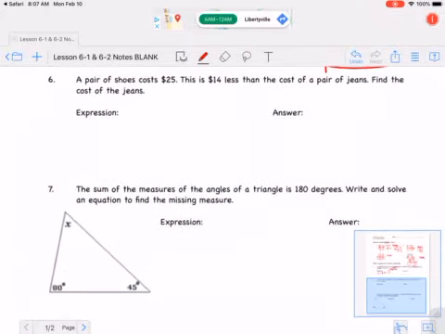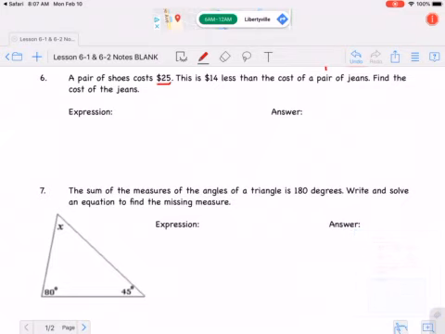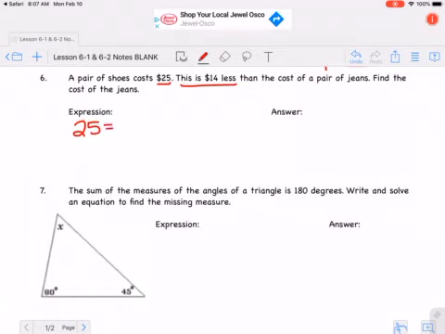Okay, letter C. It says a pair of shoes costs $25. This is $14 less than the cost of a pair of jeans. Find the cost of the jeans. So we know our shoes are $25. And said this was 14 less than the cost of a pair of jeans. So our jeans, and we're going to take away 14.